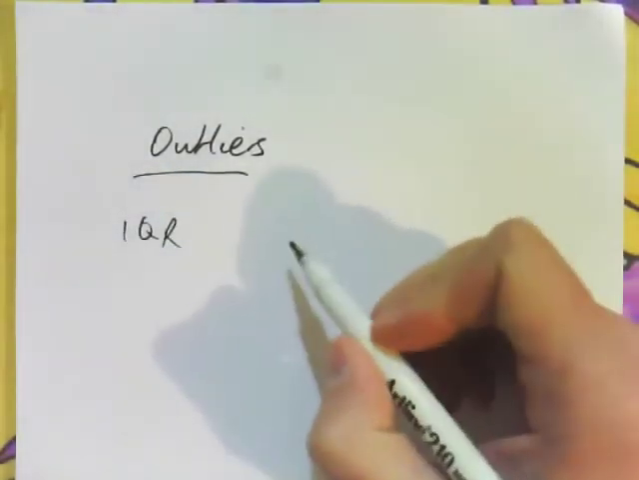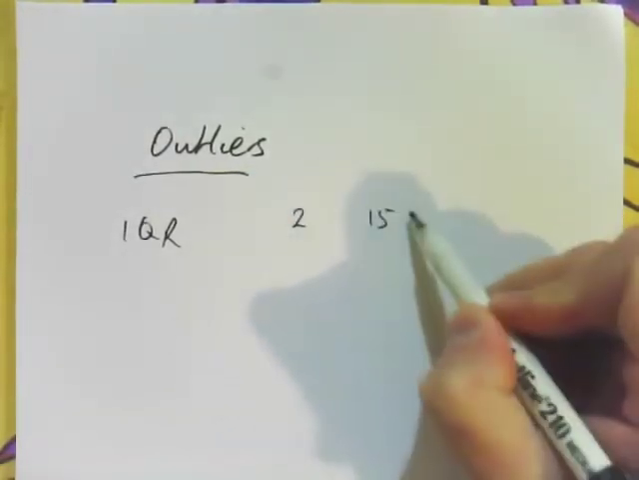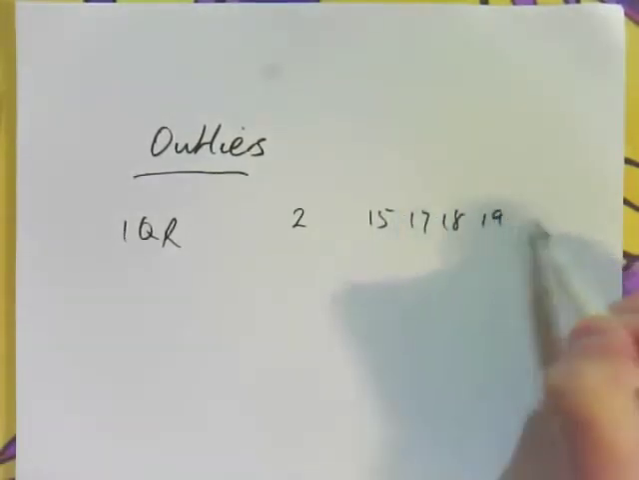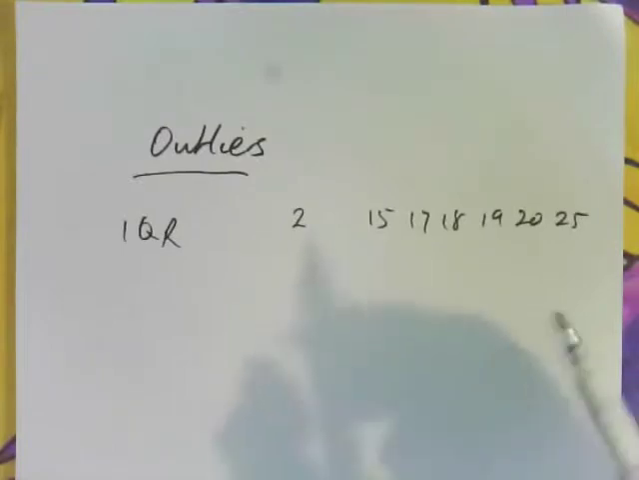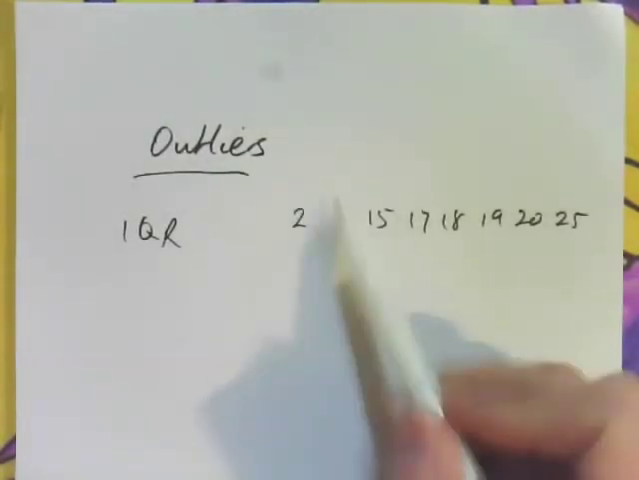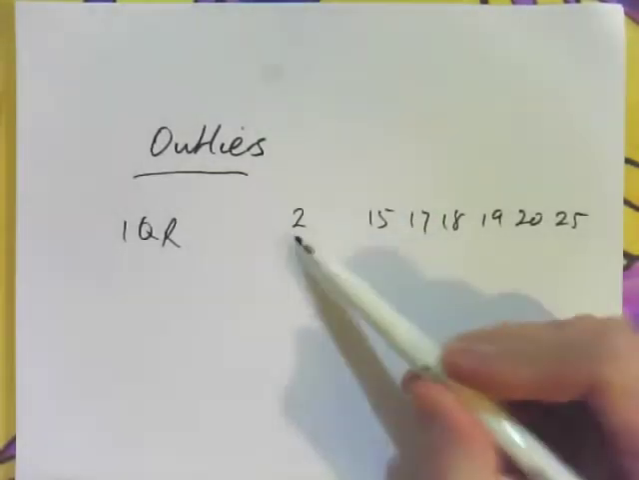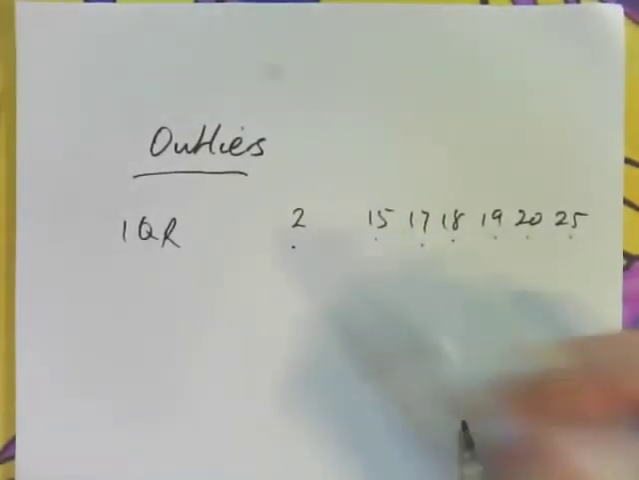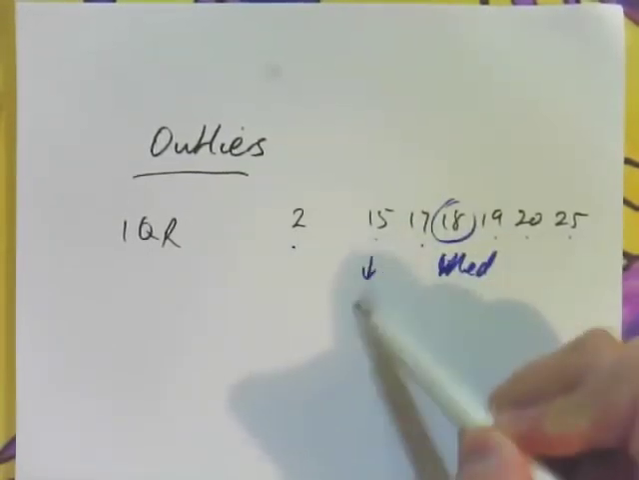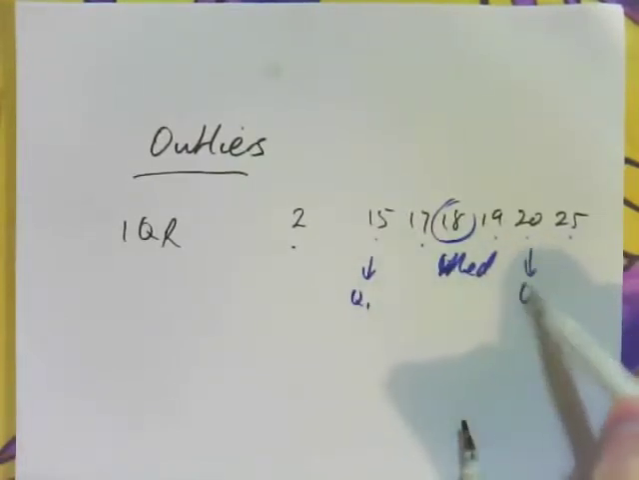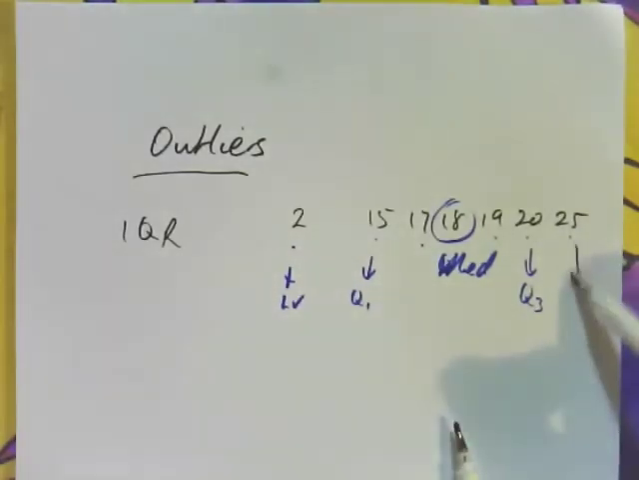So, if we had a data set that was 2, 15, 17, 18, 19, 20, 25, let's call that our data set. You can see 2 is, I'm hoping, an outlier. I haven't tested this. So if we go through and do our calculations, 1, 2, 3, 4, 5, 6, 7, my median is there, that's Q1, and that's Q3, the lowest value and the highest value.